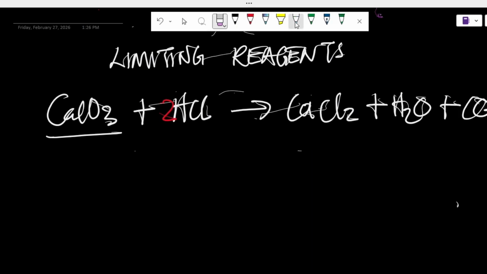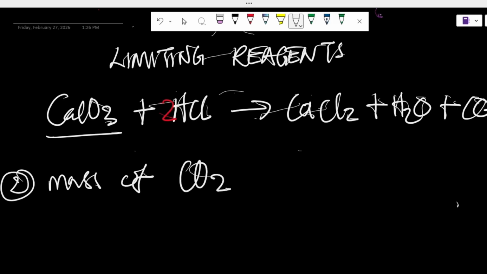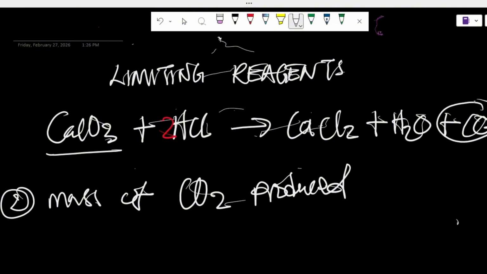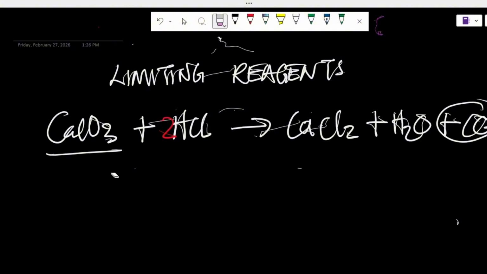Now we can also try to find, this is question 2, the mass of carbon dioxide produced. So how do you find the mass of carbon dioxide produced? Because you are talking about the mass of carbon dioxide produced, the first thing that you need to do is find the moles of carbon dioxide by using the mole ratio. Since the number of moles of calcium carbonate is actually 0.1, you can use the mole ratio here to find the number of moles of carbon dioxide.